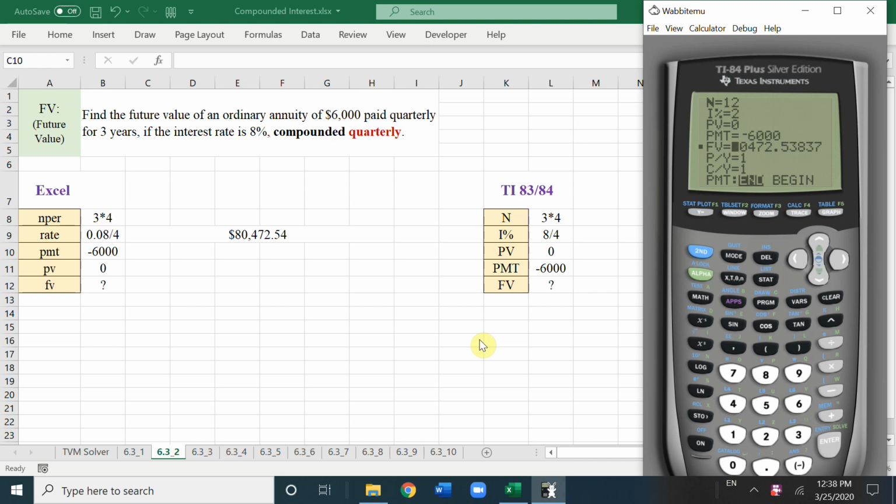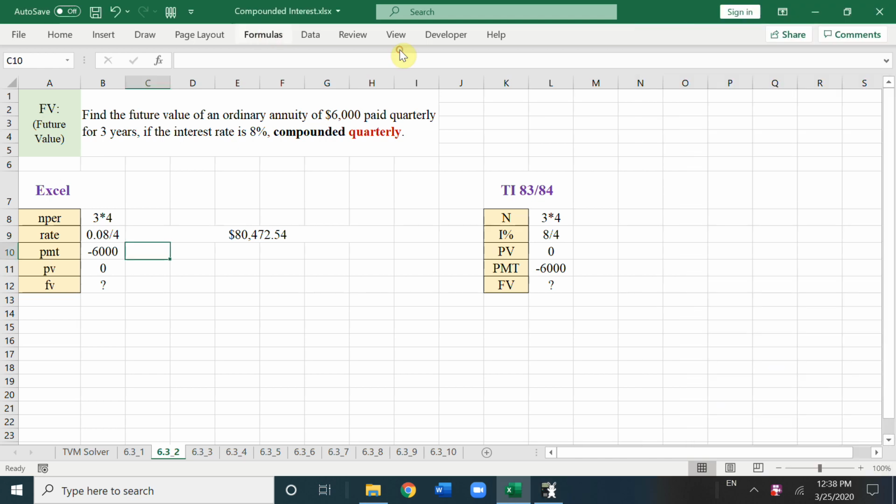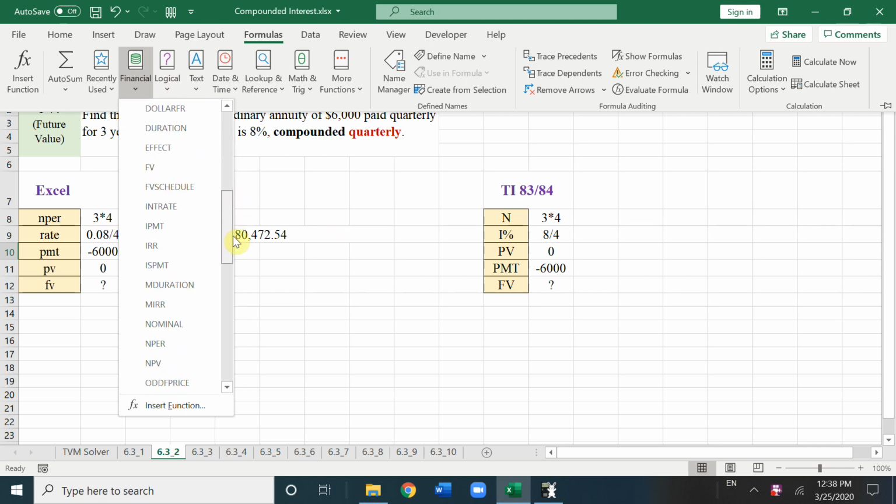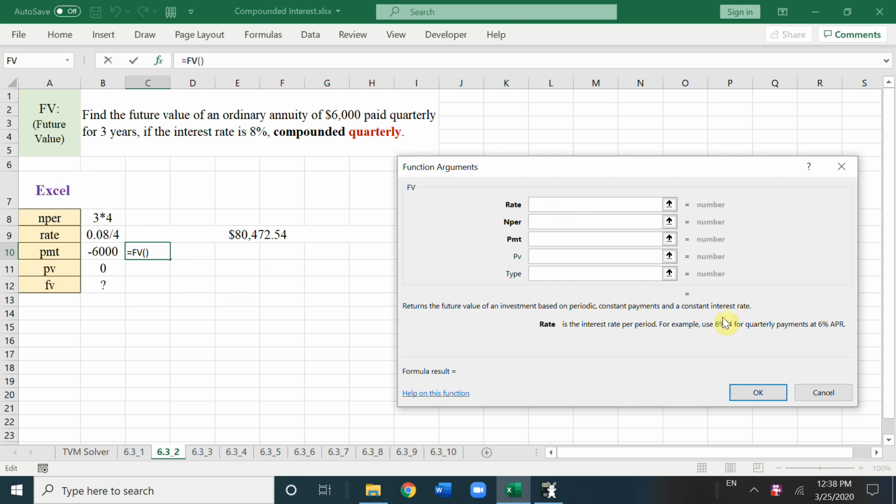And also for Windows Excel, you could click Formulas and choose Financial. You want to get the FV, so you choose FV, and the rate is 0.08 divided by 4, NPER is 12, payment is negative 6,000. And you don't need to input this PV. Then you see, because we open the FV function, we already get exactly the same answer.